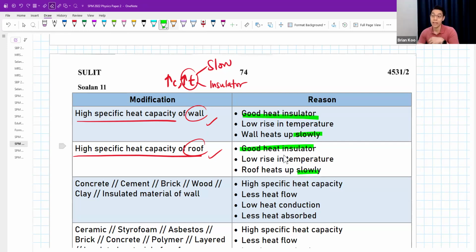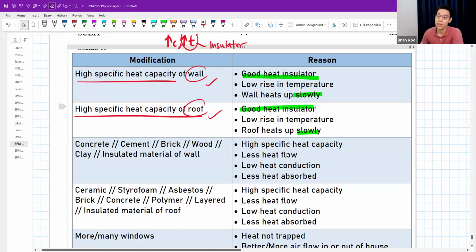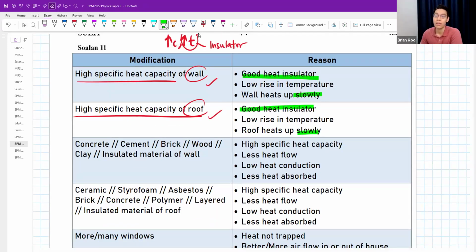Okay, then you can also say what kind of material. For wall, you can say a lot of things. Like you think normally your house wall is what? Concrete, no? Cement, no? Bricks, wood. Wood also good heat insulator. Clay, or if you don't know what to say, you just say insulated material. Why? Because all of them have high specific heat capacity, less heat will go to the wall and into the house, less heat conduction, less heat absorbed.